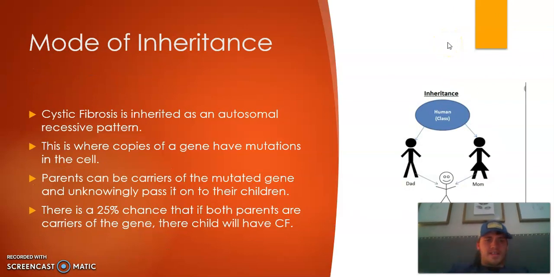Modes of inheritance. Cystic fibrosis is inherited in an autosomal recessive pattern. This is where both copies of a gene have mutations in the cell. Parents can be carriers of the mutated gene and unknowingly pass it on to their children. There is a 25% chance that if both parents are carriers of the gene, their child will have cystic fibrosis.